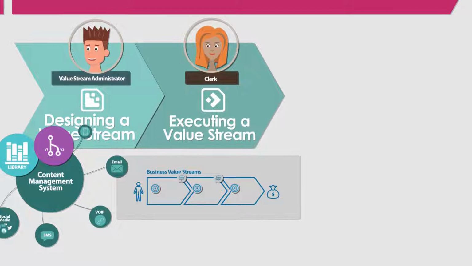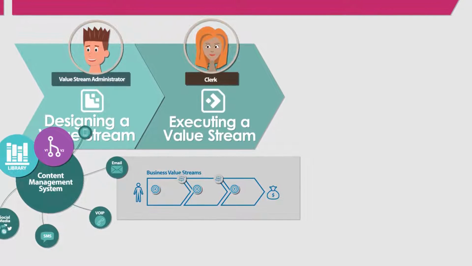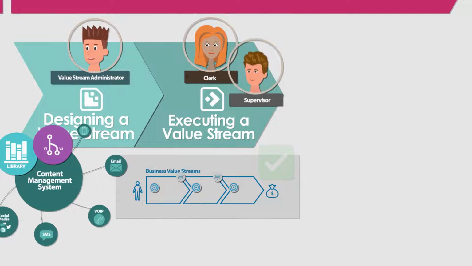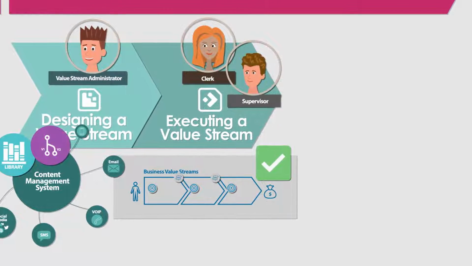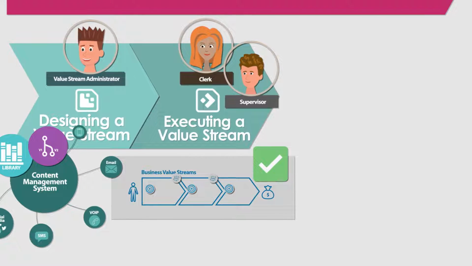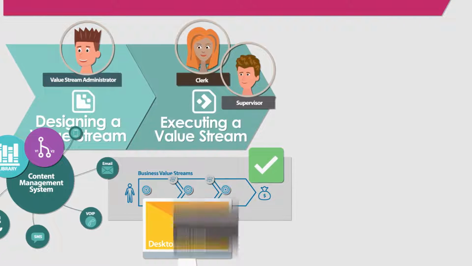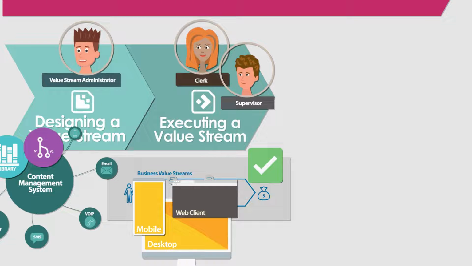Clerks execute value streams in their daily work using the Papyrus client and work with cases to efficiently reach defined goals. Supervisors give their OK when crucial decisions are needed and approve steps that go beyond the responsibility of clerks. All this can be done on a desktop, in a browser, and on mobile devices.